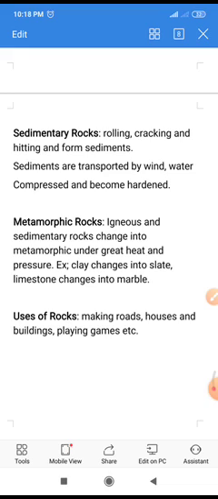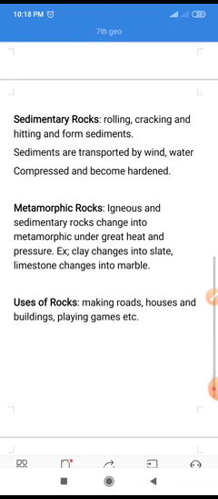Now, uses of rocks. Rocks are very useful to us. The hard rocks are used for making roads, buildings, houses, etc. And from the rocks we can play many games: seven stones, pito, hopscotch, kit, five stones, gitti, and so on.